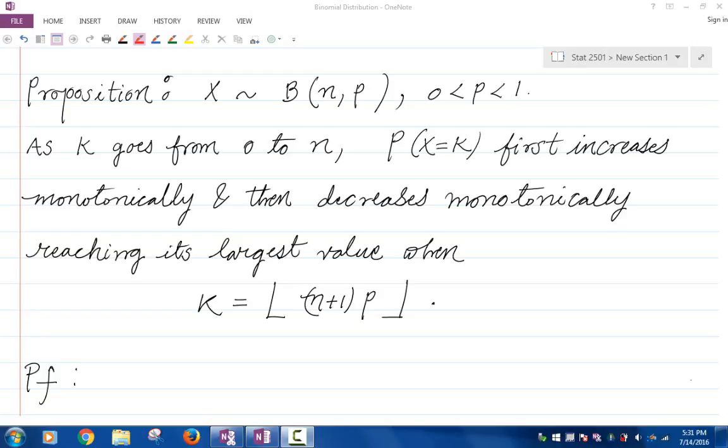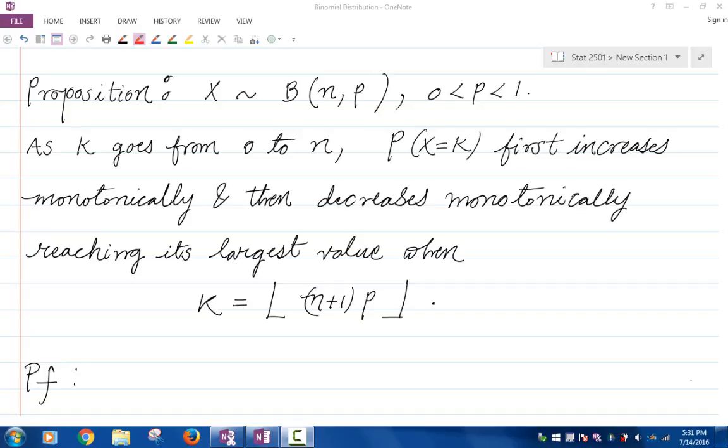In this video, we look at the behavior of the binomial probabilities. Let's let x be a binomial random variable with parameters n and p. Remember, n means the number of trials, p is the probability of success.